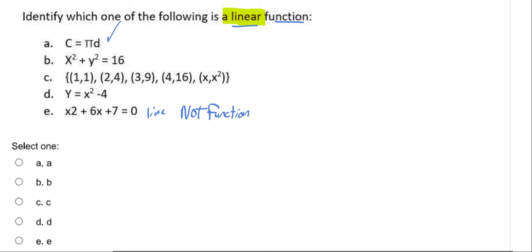This one was a parabola. This one was a series of points. This one was a circle. So our best one was A.